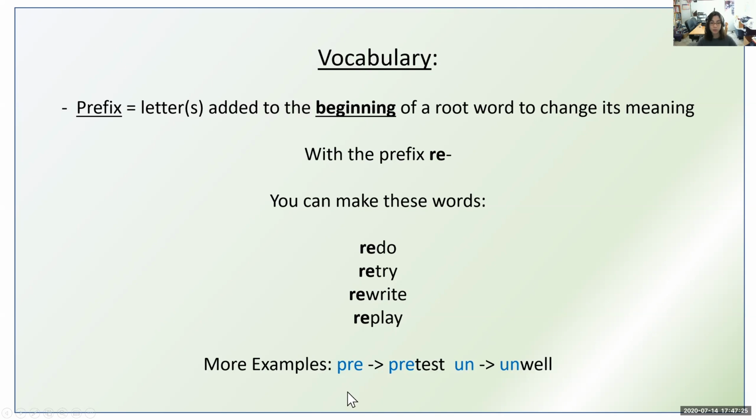Other examples include if you have the prefix pre, then you could add it to the beginning of the word test to make pretest. Or if you have the prefix un, then you can add it to the root word well to make unwell. So again, you can see that a prefix is added to the beginning of a root word to change its meaning. So at this time, you can copy down whichever information you think would be handy to know in the slide. So I'll give you time to pause the video and copy down the information.